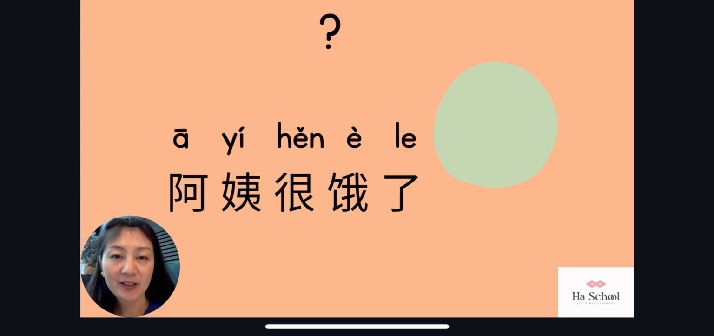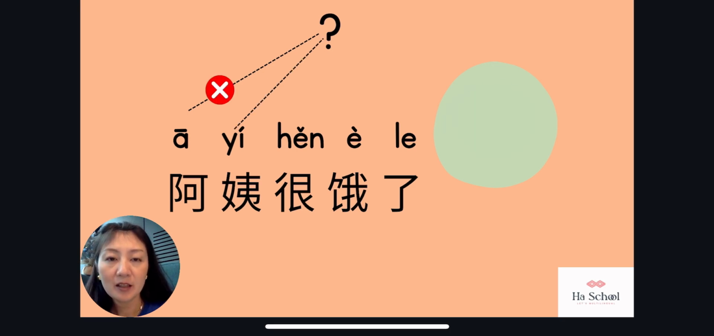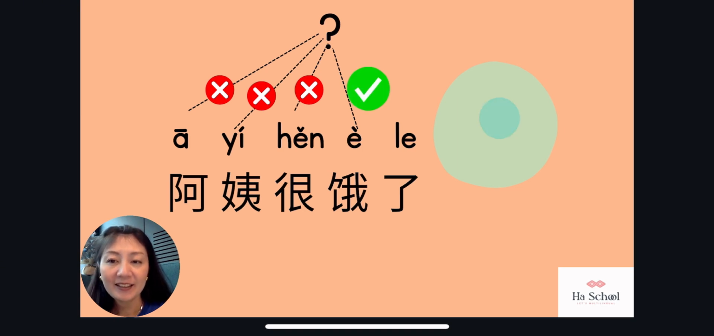Now let's try the second word. 乐. Let's have a think. Does it match 啊? No, they don't match. How about yi, le, yi? No, le sounds like dropping, but yi is rising. No. How about hen, le, hen? No, don't match. Let's try the fourth one. 饿, le. Yes, le is a fourth tone.